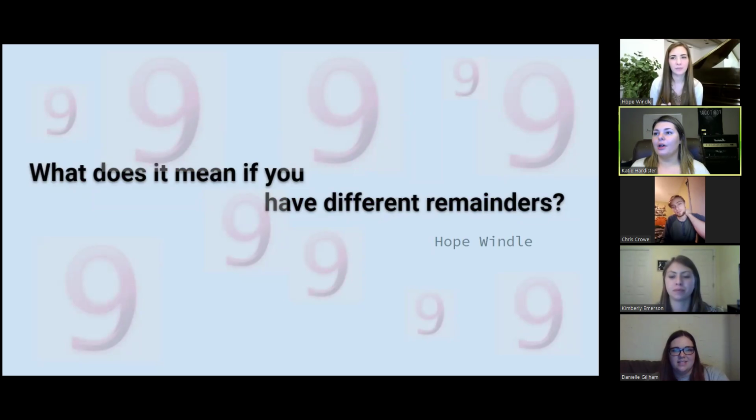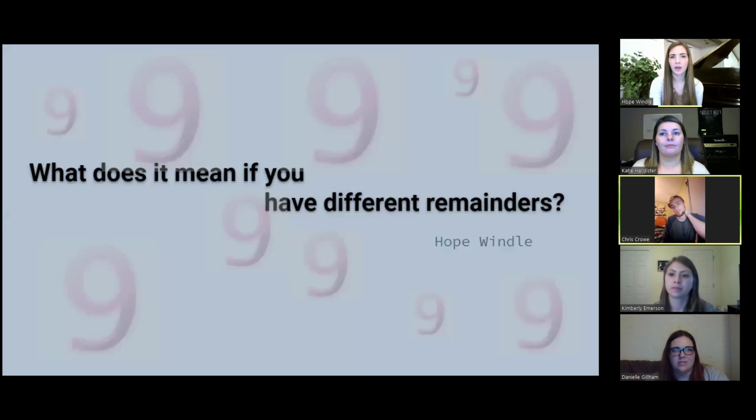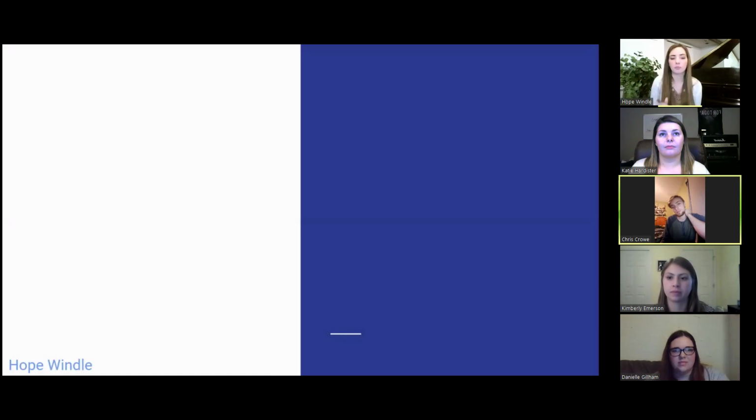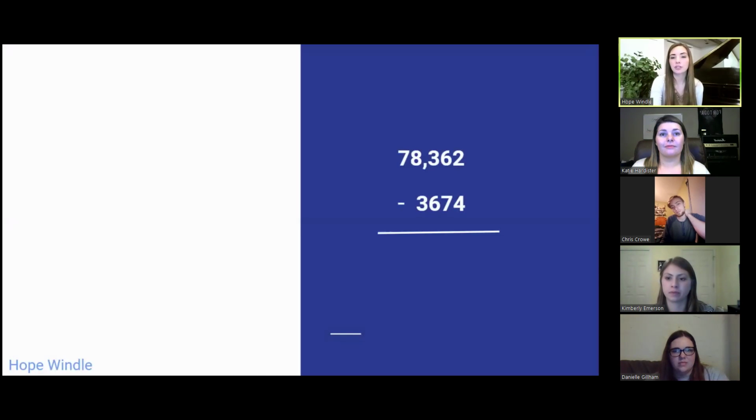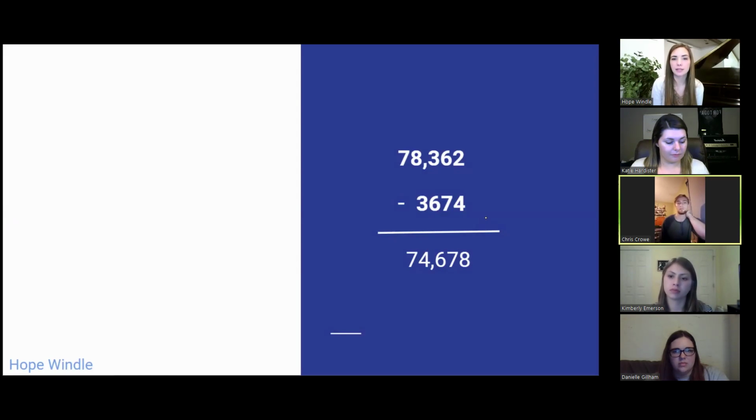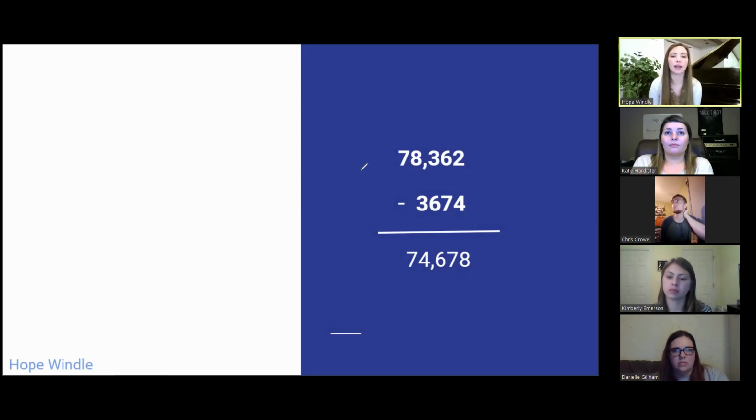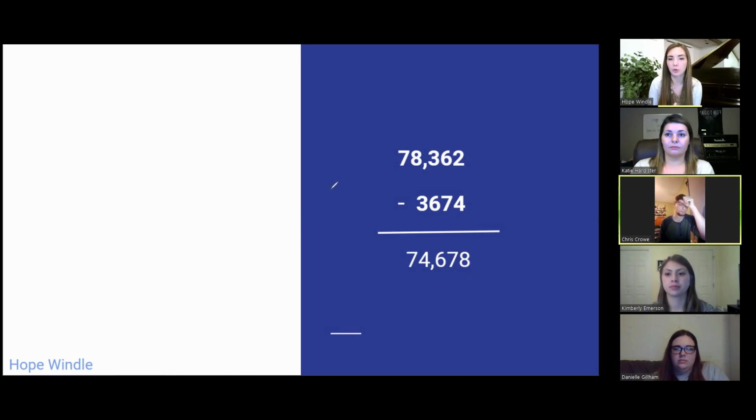So, hey Hope, what does it mean if you have different remainders? Okay, like we've all been talking about before, I'm actually going to reiterate with this problem here. Whenever you have a different remainder, it basically means what we've been saying before: your math is wrong. Casting out nines is just a method that we're using to check our math. Like Chris was saying, it's not a foolproof method.